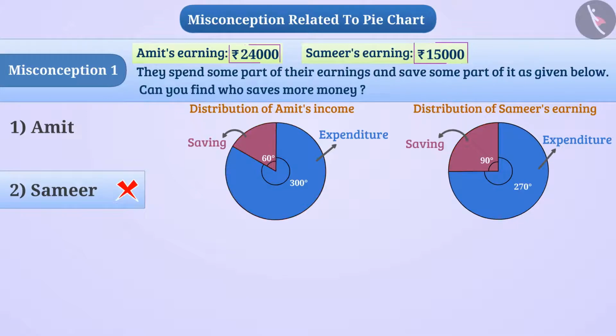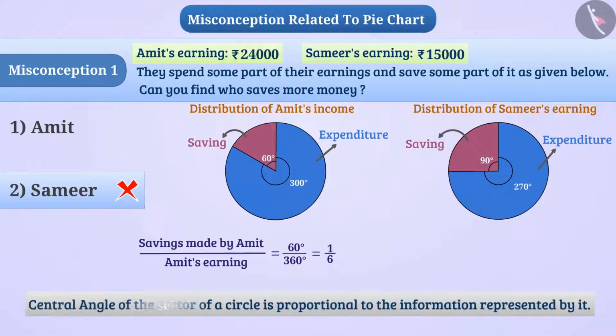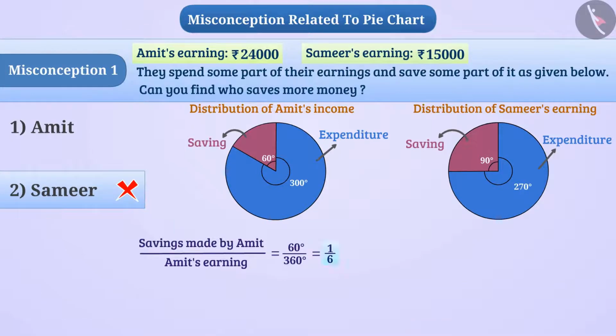Here, the total earnings are denoted by the whole circle. In this way, the angle representing the savings made by Amit is 60 degrees divided by 360 degrees, which is equal to 1 by 6 of the whole circle. In a pie chart, since the central angle of the sector of a circle is proportional to the information represented by it, we can say that here savings made by Amit is 1 by 6th of his earning. That is, savings made by Amit is 1 by 6 multiplied by 24,000 rupees, which is equal to 4,000 rupees.